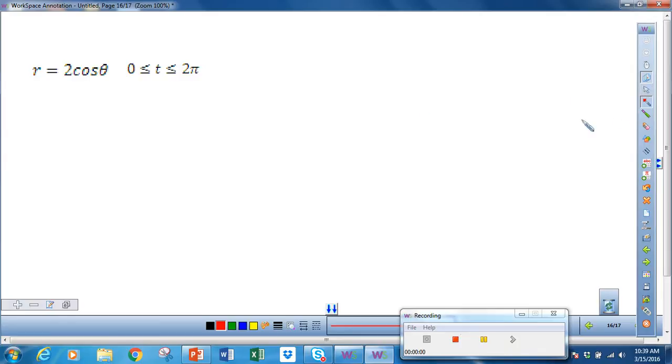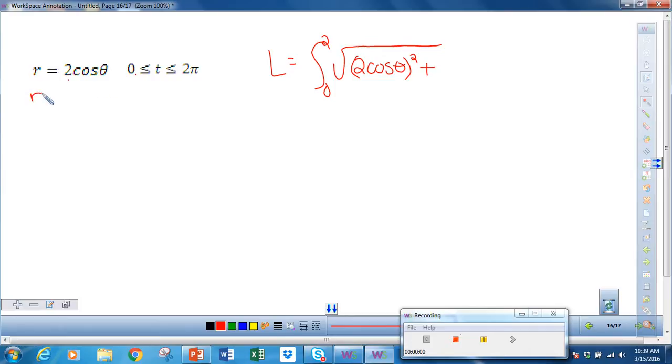So we know that the arc length is equal to the integral, going from 0 to 2 pi, of the square root of r squared, which is (2 cosine theta) squared, plus r prime squared. r prime in this case, remember, we're taking the derivative with respect to theta. So the derivative of r = 2 cosine theta would be negative 2 sine theta, so that would simply be (negative 2 sine theta) squared. And that's pretty much it.